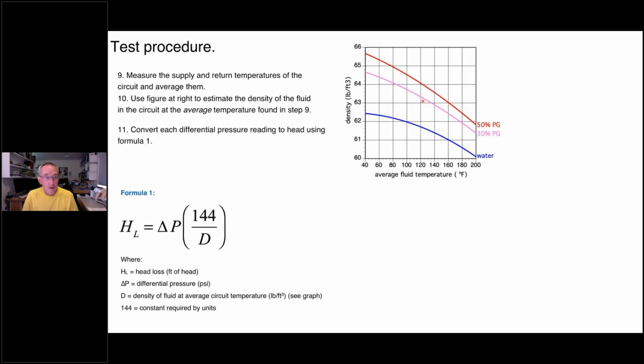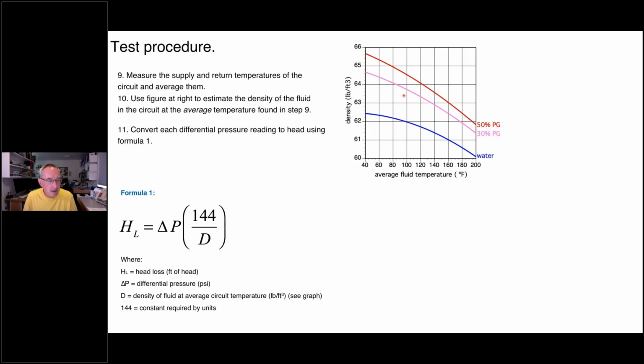Now, we've been measuring and recording differential pressures, but to get the proper units to evaluate a new circulator, we need to convert that differential pressure into head. And here's the formula. It's a simple arithmetic formula. For each differential pressure reading that we took, we're going to multiply that by 144, and then divide by the density of the fluid that we read off of this chart.